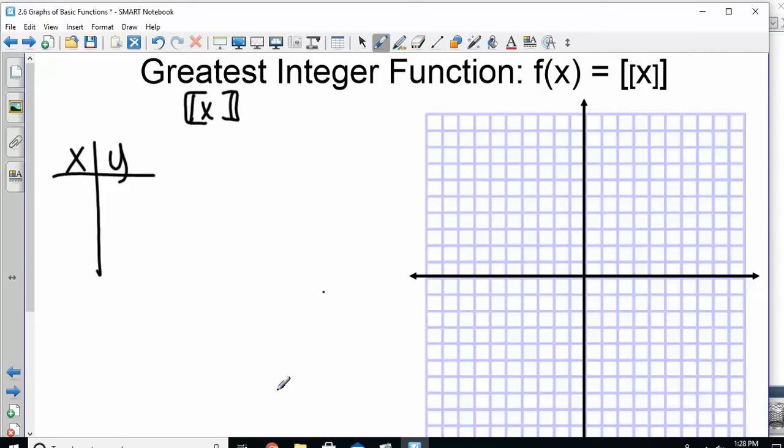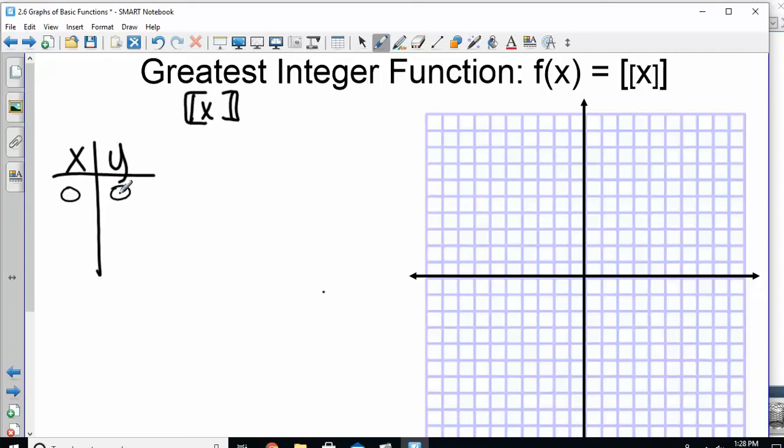So let's just start with a nice one. If I put in 0, 0 is an integer. So if you put in an integer, that's what you get out. So if I put in 0, I'm going to get out 0. Now if you just put in a 1, what are you going to get out? 1. And is that really telling me what this graph looks like? Greatest integer, we need to do some decimals or fractions.